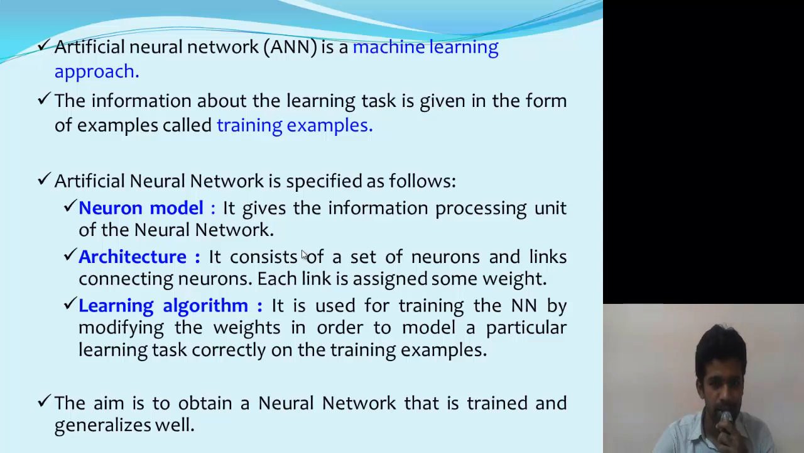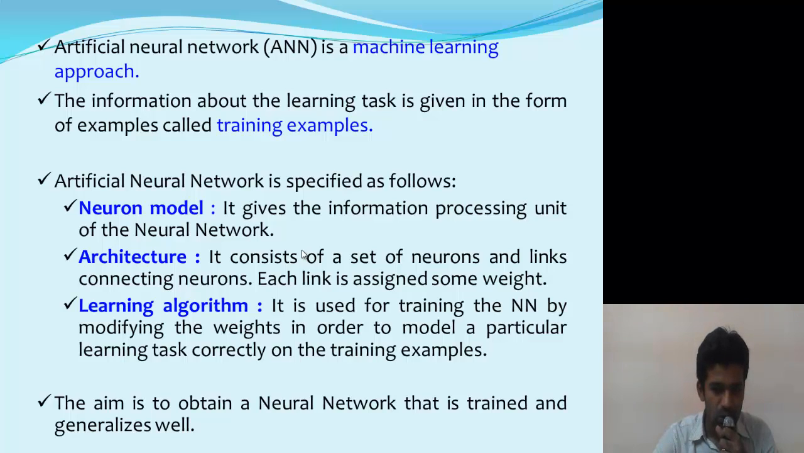Artificial neural network is a machine learning approach. That means it basically deals with machine learning and its process. The information about the learning task is given in the form of examples called training examples. Artificial neural networks can be specified as follows: neuron model, architecture, and learning algorithm. Neuron model. It gives the basic information processing unit of the neural network. Architecture. It consists of a set of neurons and links connecting neurons. Each link is assigned some weight.